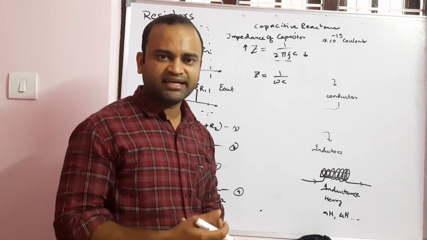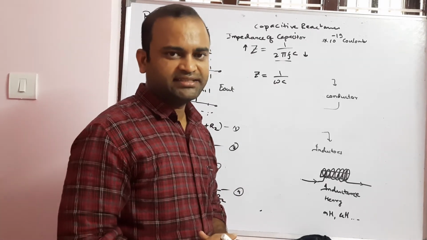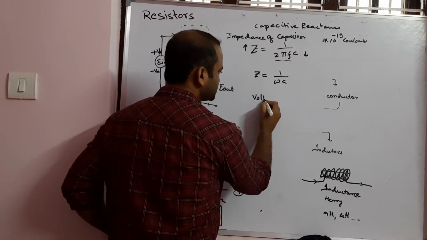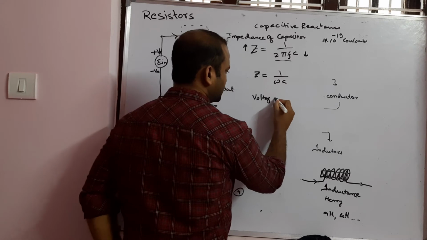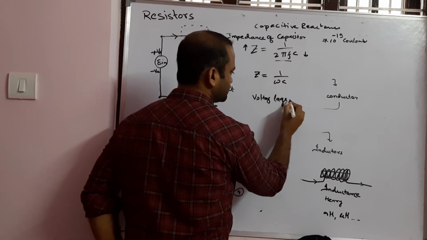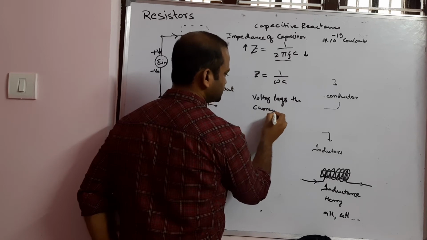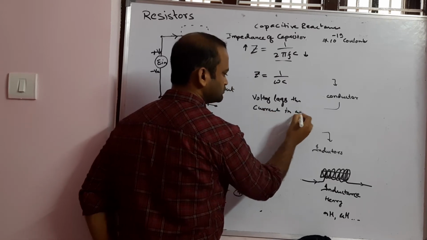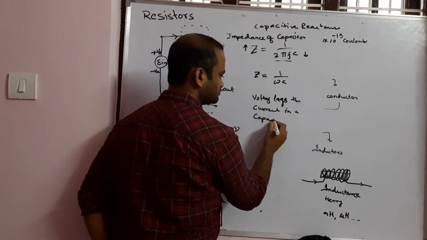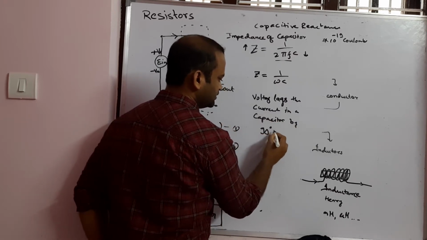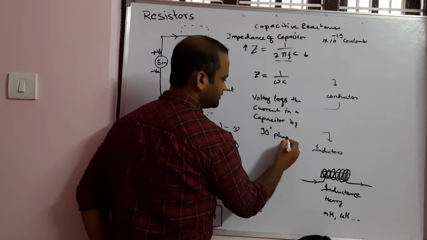There is also one important point to remember: the voltage in a capacitor lags the current by 90 degrees phase shift. That is, voltage lags the current in a capacitor by 90 degree phase shift.